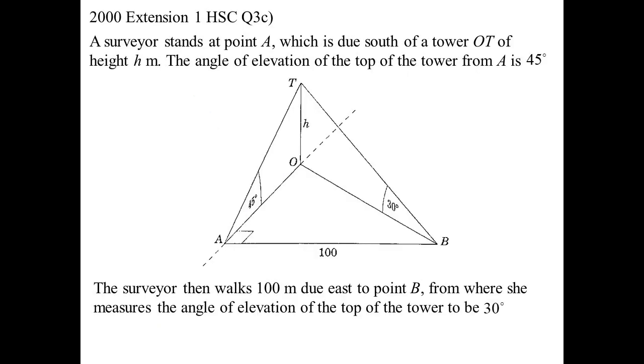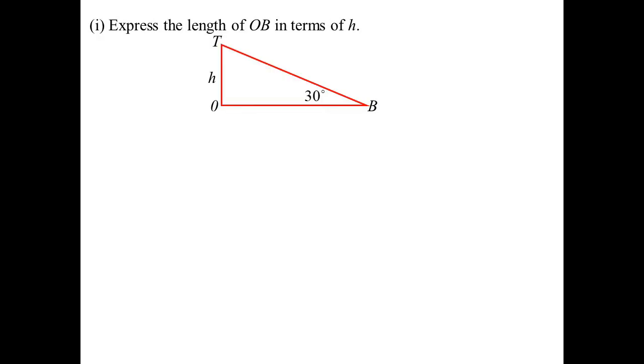Let's look at an HSC one. It goes back quite a while. So a surveyor is standing at the point A. It's due south of a tower. Tower's height H. We've got the angle of elevation, so look up, 45 degrees. The surveyor then takes a walk over to point B, which is 100 metres due east, from where she then goes and measures the angle of elevation. It's now 30 degrees. Express the length of OB, so OB, that length there, in terms of H.